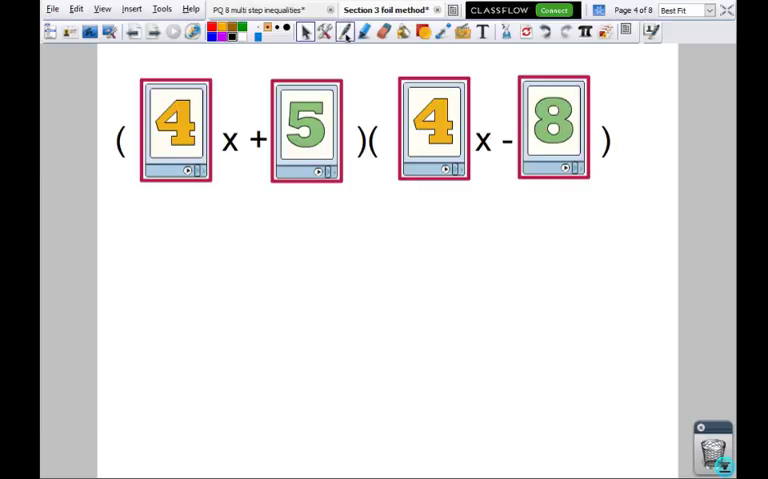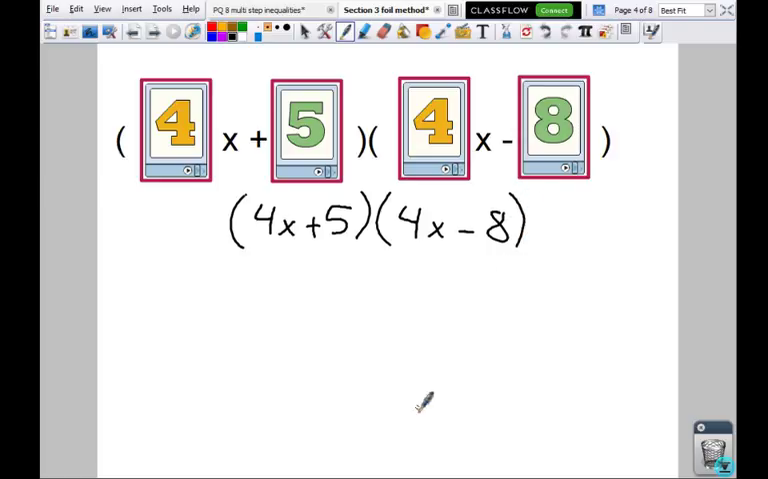All right, just to write it out in a way you see it in the book, it's going to be 4x plus 5, and then 4x minus 8. Outside, so it's 4 times negative 8. So foil it, and then you guys are helping me. It's negative 32.